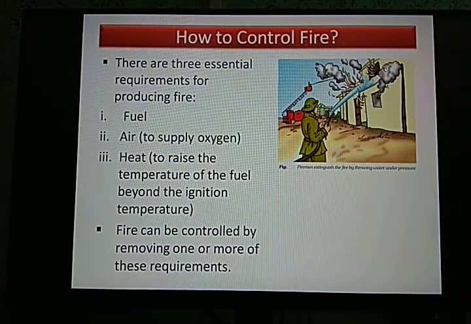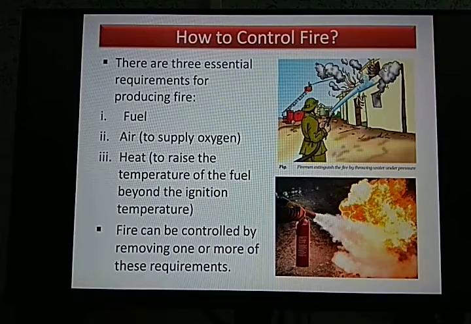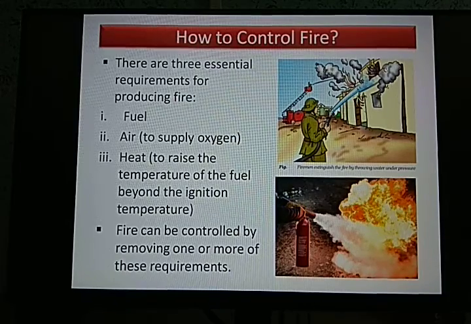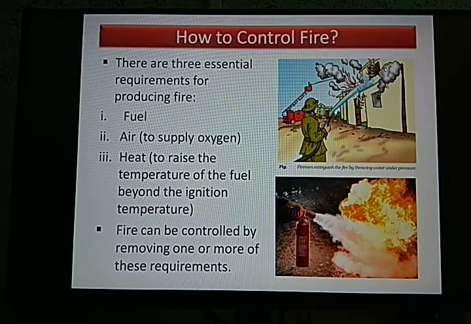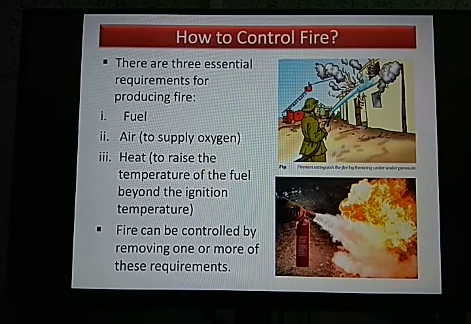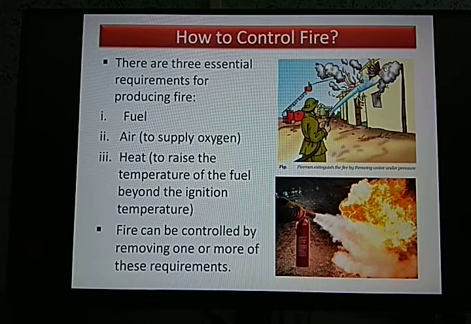Now let us see another example. This is a fire extinguisher. So how does a fire extinguisher do its job? Here the fire extinguisher tries to cut off the supply of air. Now what is present inside that fire extinguisher? Carbon dioxide gas. This carbon dioxide gas helps to cut off the supply of air, thereby bringing down the temperature of the fuel, and as a result the fire is extinguished.